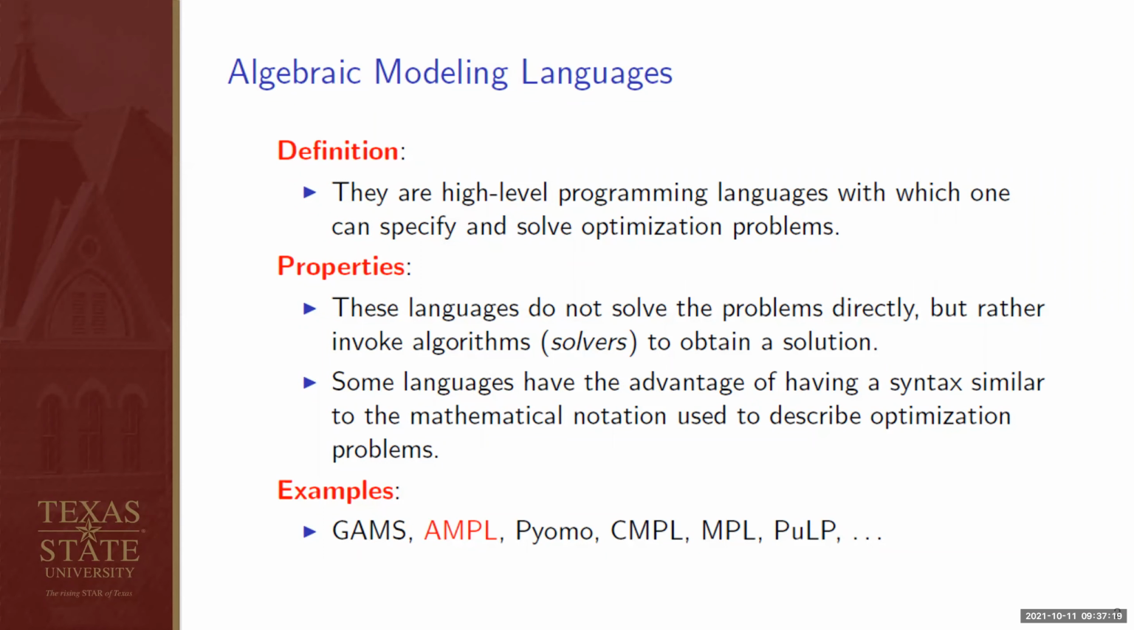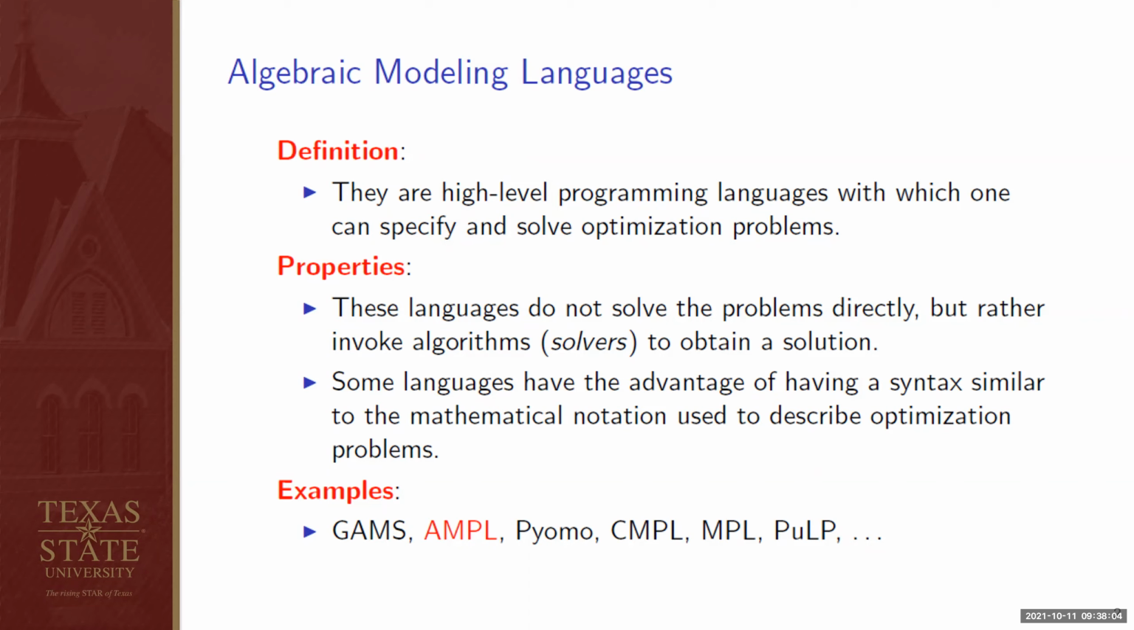So the definitions, I have algebraic modeling languages. They are high-level programming languages with which one can specify and solve optimization problems. So there's two things that you will observe when you use Ample. Ample by itself is the interface between the decision maker or the programmer and the solver. The Ample interface basically is the one that translates your model into a language that the solver can understand and you can solve after that.